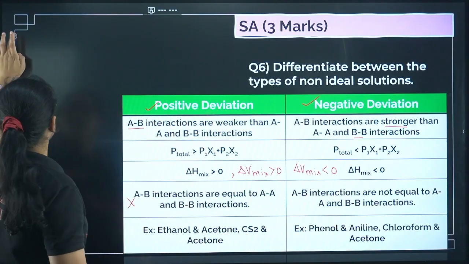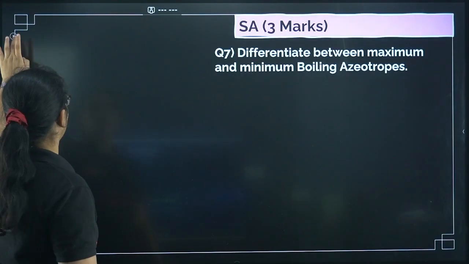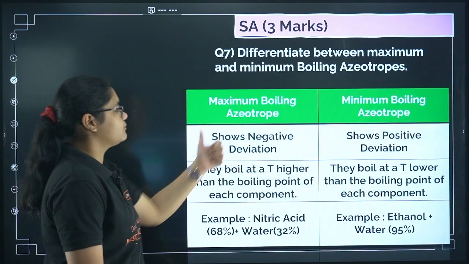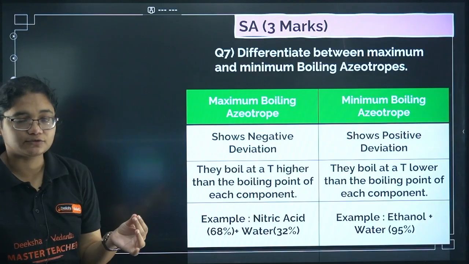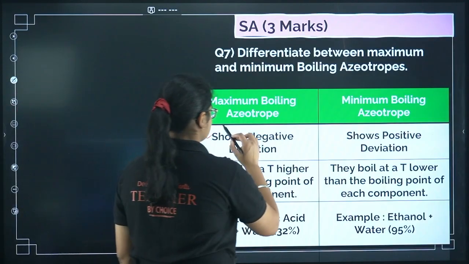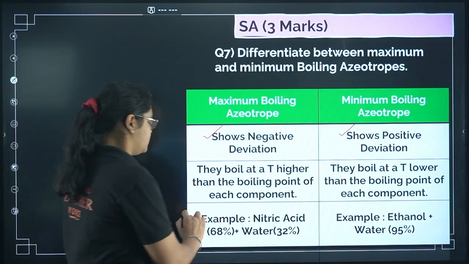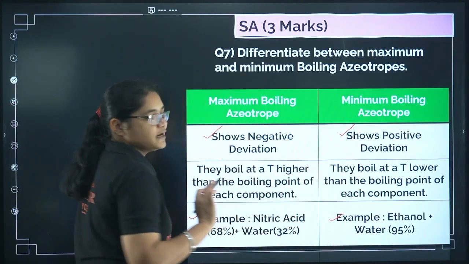Next question is about azeotrope and the difference between them. For maximum boiling azeotrope and minimum boiling azeotrope, maximum boiling azeotrope shows negative deviation, and minimum boiling is shown by positive deviation, and you should know their examples. These 2 points are enough.